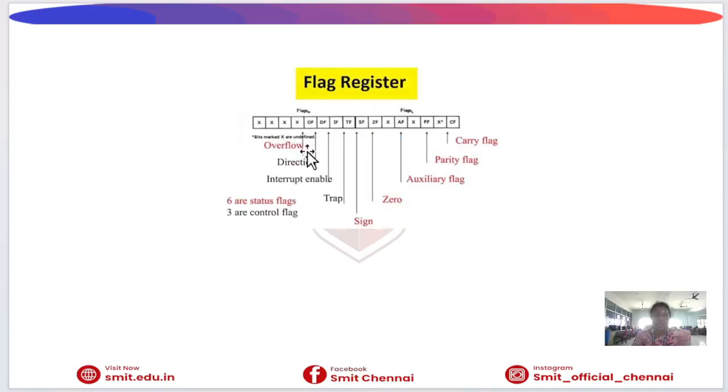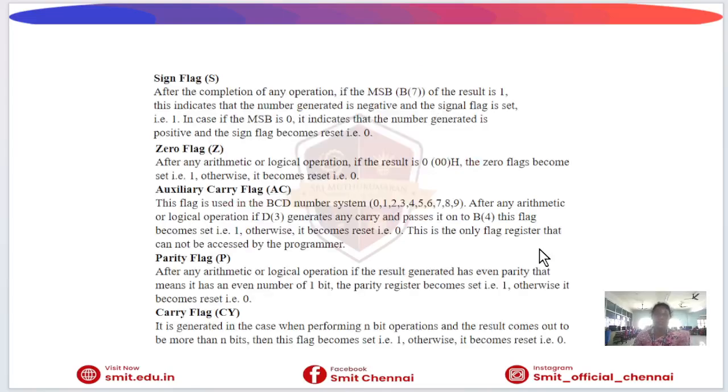So the flag register acts like a report card for every operation. It tells the processor whether the result is zero, negative, generated a carry, and so on. So this is the report card for each operation. Next one is the sign flag. If MSB equals 1, it is a negative number. If MSB equals 0, it is a positive number. So the sign flag is 1.